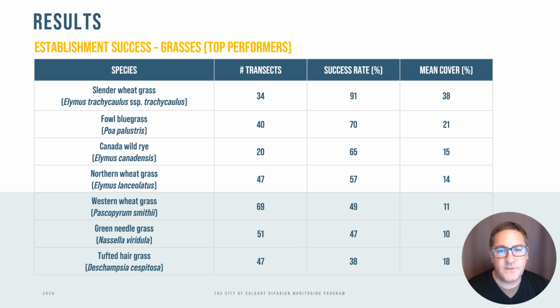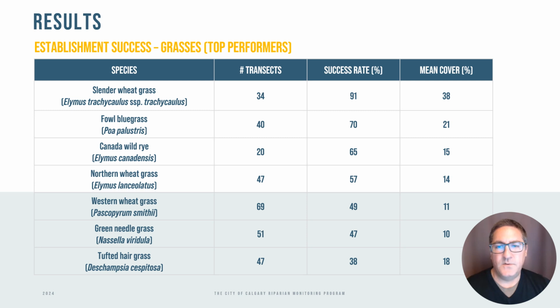So this first table shows some of the better performing native grasses that have been used on successful Calgary bioengineering projects. The different species are listed on the left. The column to the right shows the sample size or number of transects on which the species was seeded. The third column, success rate, refers to the percentage of sites where the species was seeded and then subsequently found. So for example, if a species was seeded on 3 sites or 3 transects and we found it on 2, then the success rate would be 67%.